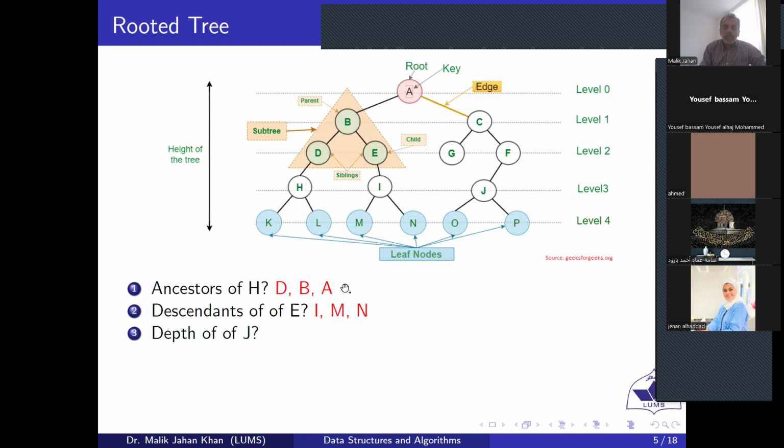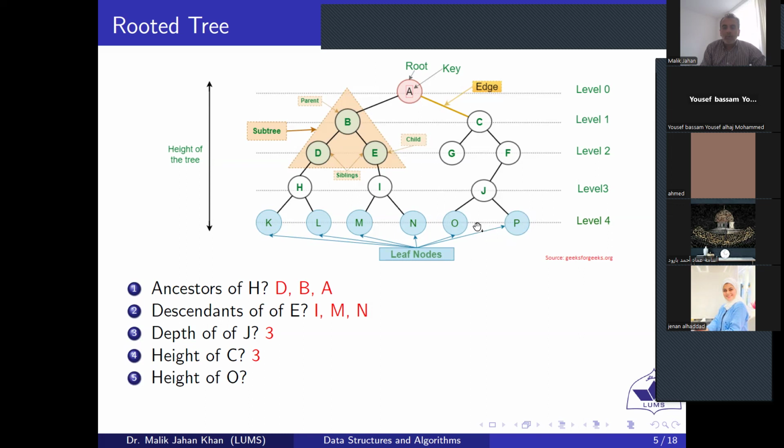The depth of J is the number of edges from J to the root node. There are 1, 2, and 3. So the depth of J is 3. Height of C: C is here. If we look at the number of edges from C to the deepest branch, there are 1, 2, and 3.